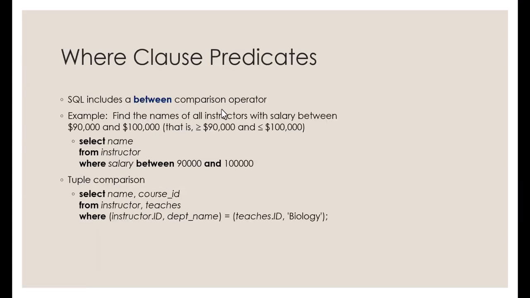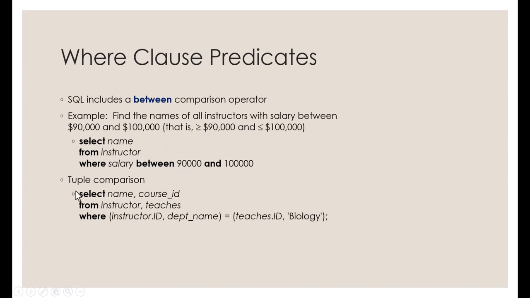You can also use the keyword between to specify a range. So you could easily just do, select name from instructor where salary is greater than or equal to 90,000 and less than or equal to 100,000. Or, I think this is simpler, you can just do salary between 90,000 and 100,000. Okay, so these do the same thing.